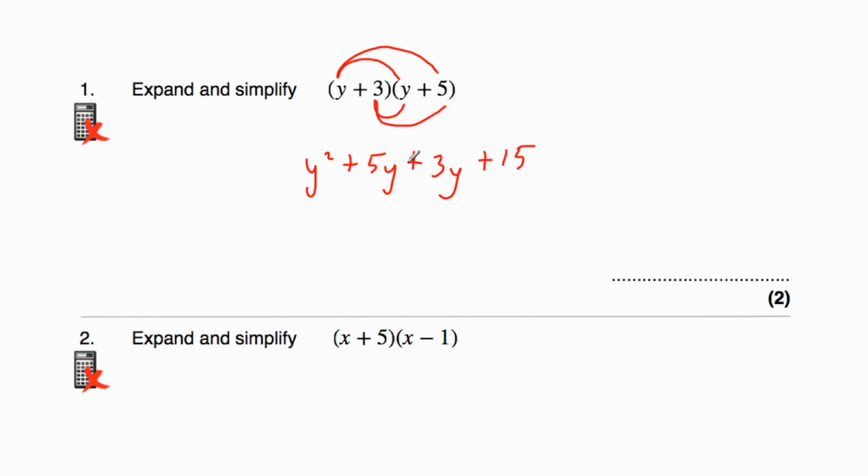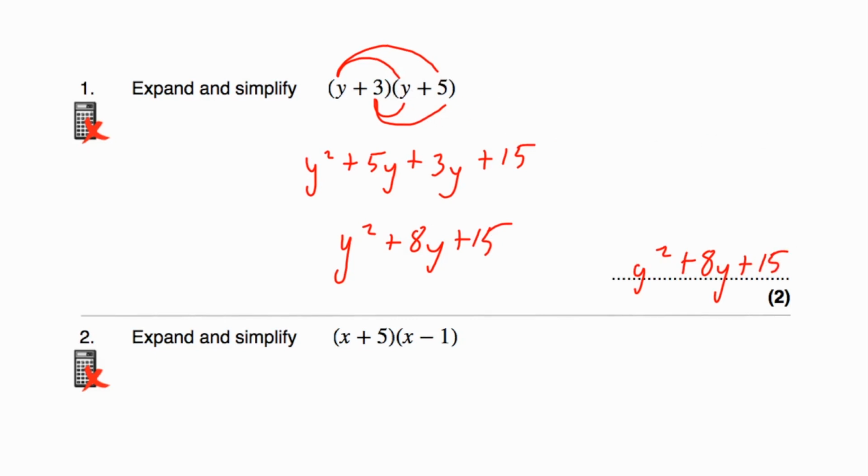And then we need to simplify, and if you notice, we've got some like terms. We've got 5y and 3y, and 5y plus 3y is 8y. So the answer would be y squared plus 8y plus 15. Just multiplying everything in the second bracket by everything in the first bracket. Okay, let's have a look at our next question.